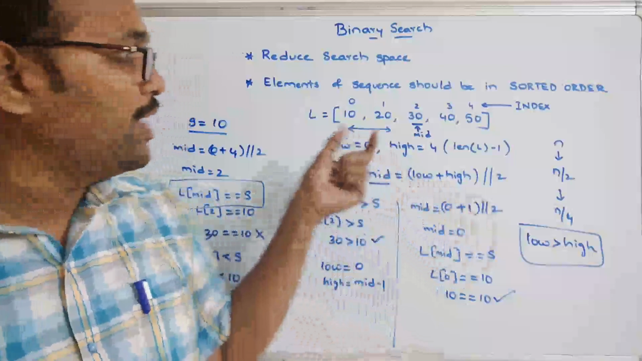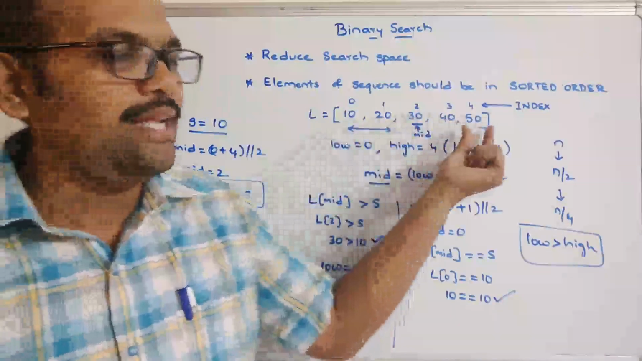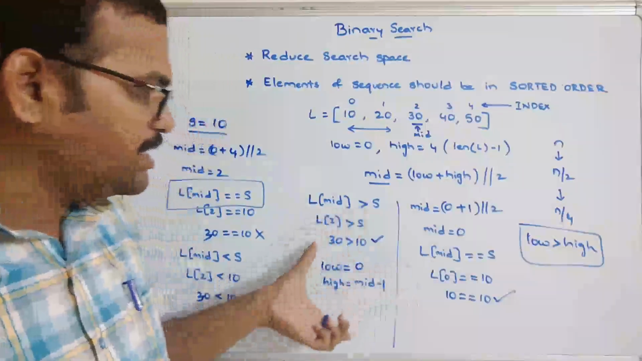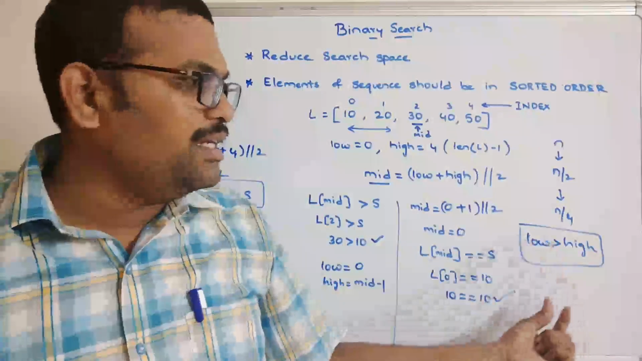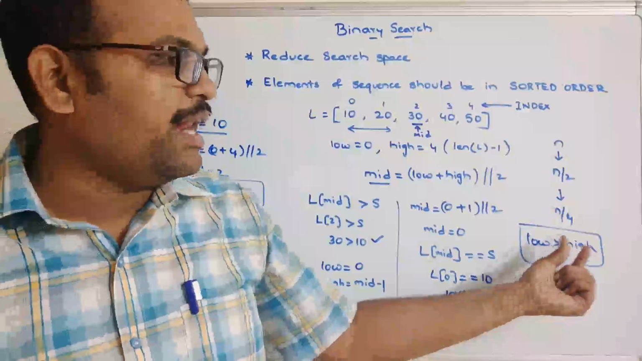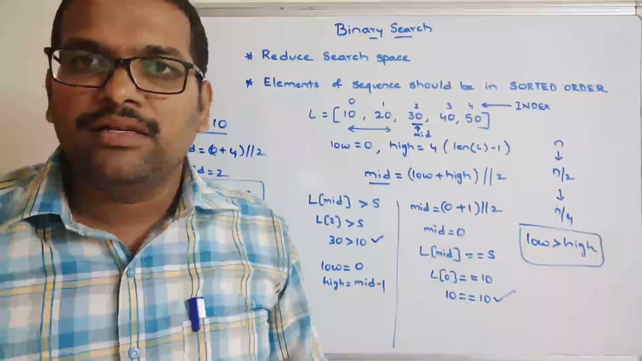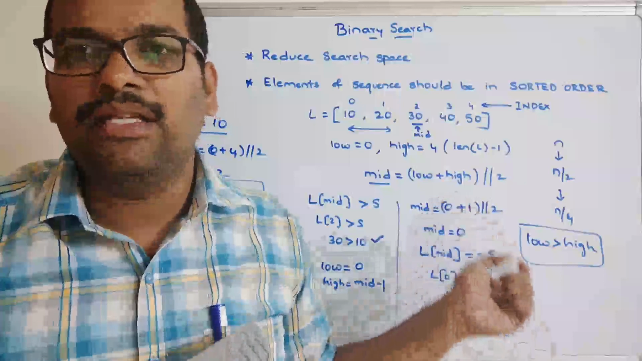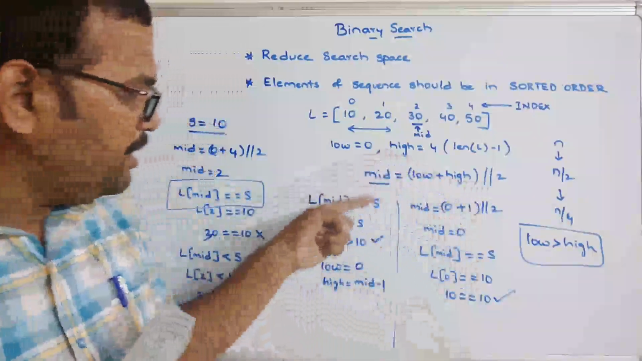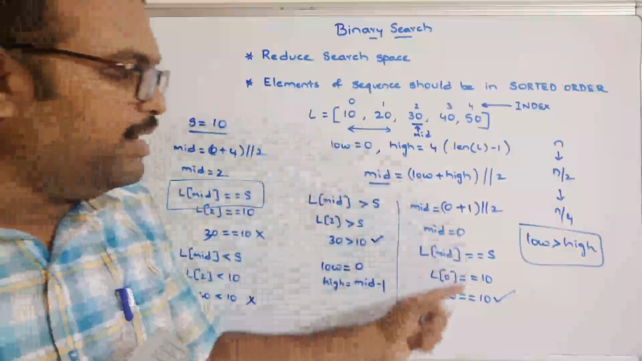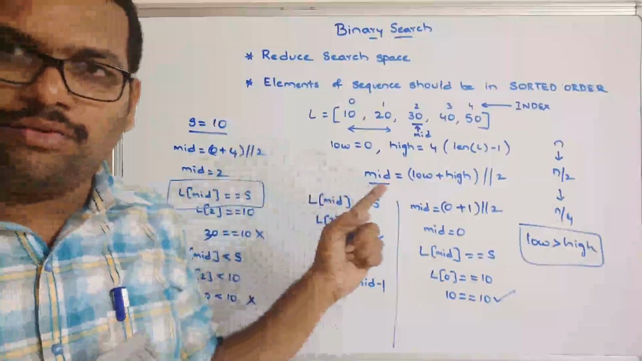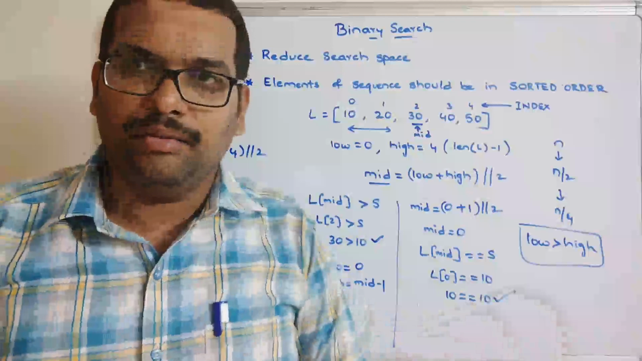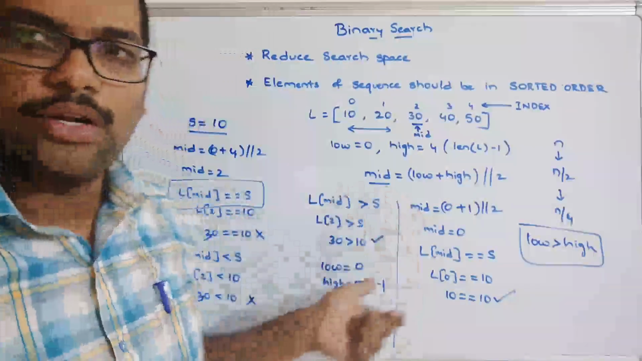So index values, we are starting from low, and high is the last index. By this calculation, if in any case low is greater than high, that implies the element is not available in the list, in the sequence. So we need to repeat this process, finding out the mid and reducing the search space until low is greater than high. Right? Hope you understood this one.